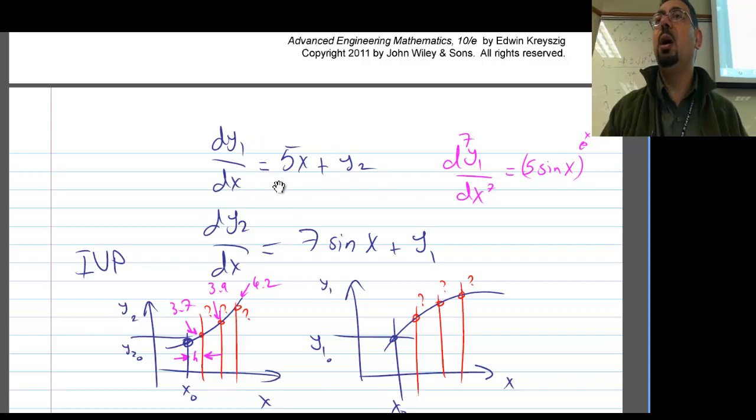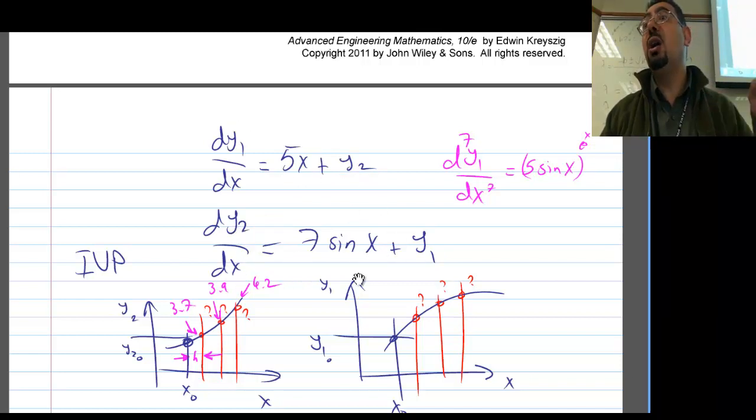All right? dy1/dx equals 5x plus y2 and dy2/dx equals 7 sine x plus y1. See, those are simultaneous ordinary differential equations. I mean, you cannot solve this by itself. You have to solve the two of them together. You have to solve for y1 and y2 together. If this was just y1 and y1, you could solve it by itself. But when they are coupled like this, you have to solve them together.